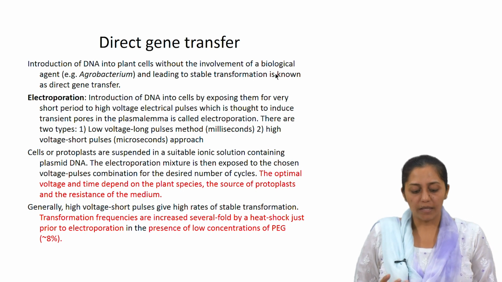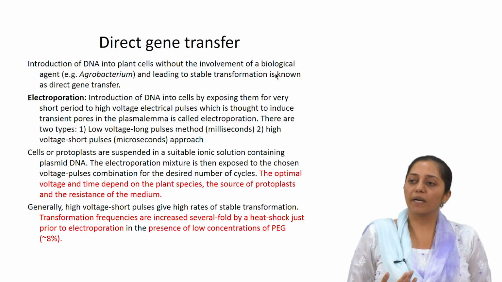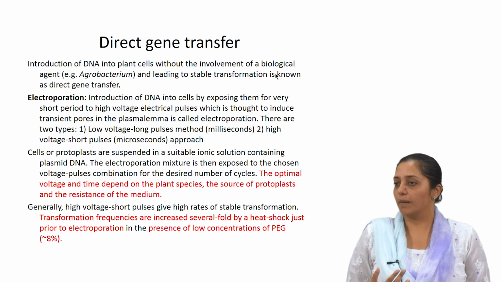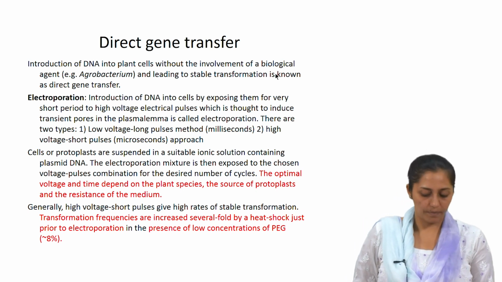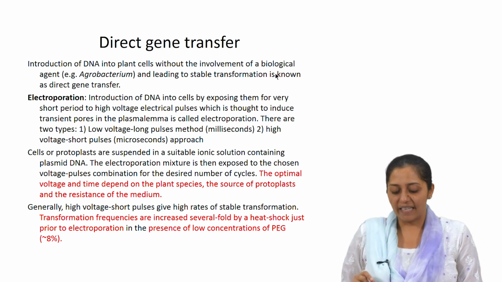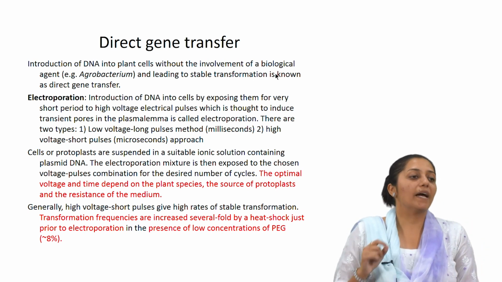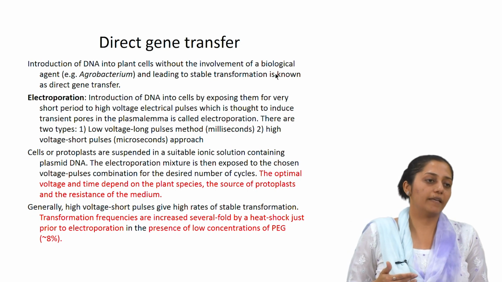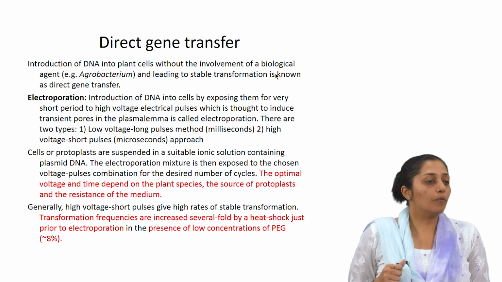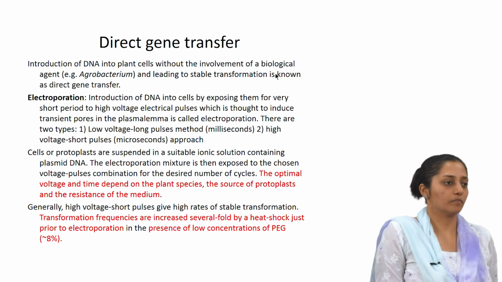Now what is done? The optimal voltage. So what can be optimized? The voltage which you are using, and the time for which it is being applied, is optimized. Then transformation frequencies are increased several folds by adding certain other techniques like heat shock or adding PEG. Why do you think it helps?